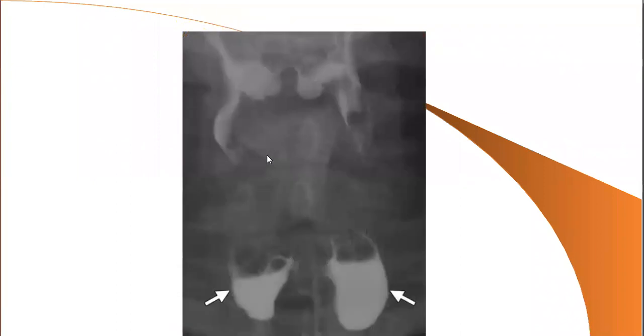What is this? Any guesses? What is this? Yeah, correct. So this is Killian-Jamieson diverticula. Again, at the level of cricopharynx, you should have identified the valleculae and all that. So at the cricopharynx, the lateral diverticula are called Killian-Jamieson diverticulae.